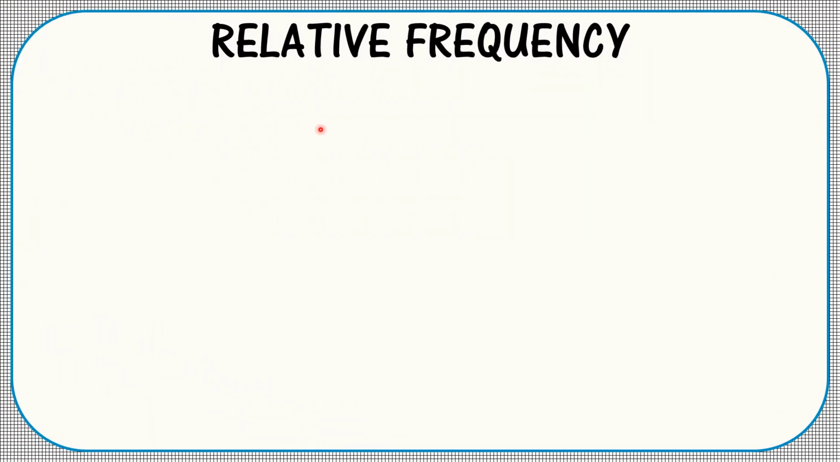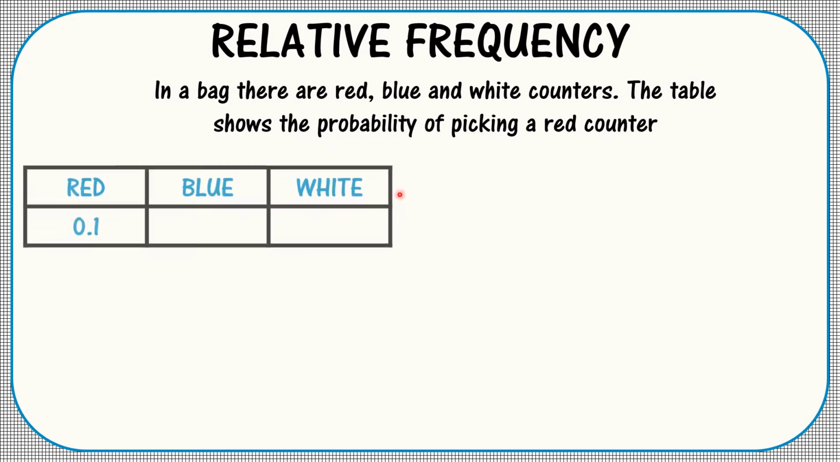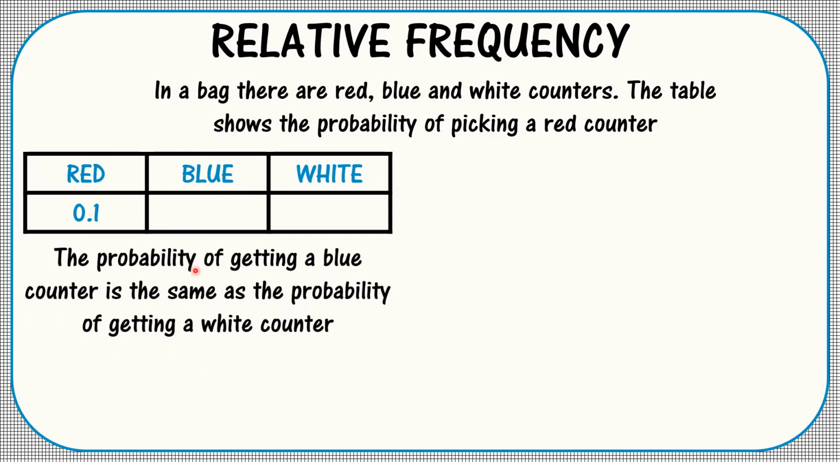Let's go through some more difficult questions. In a bag there are red, blue and white counters. The table shows the probability of picking a red counter. So the values of blue and white are unknown. When we have two unknowns like this, we will generally be given extra information. The probability of getting a blue counter is the same as the probability of getting a white counter. So if the probability of getting a blue counter is x, the probability of getting a white counter will also be x, as the probabilities are the same.